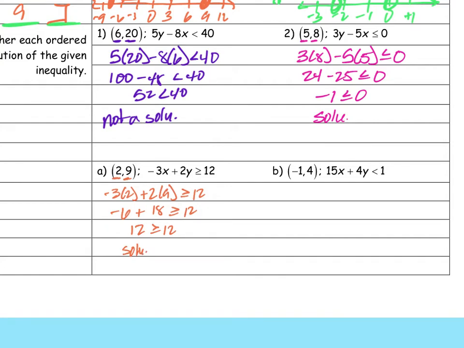Okay, and then on part B, I've got X and Y. So 15 times negative 1 plus 4 times 4, it's got to be less than 1. So negative 15 plus 16 has got to be less than 1. Is 1 less than 1? No. If that was or equal to, it'd be a solution, but it's not or equal to, so this is not a solution. Okay, nice job, everyone who's put in an answer. Good job. Okay, we're going to go to the next page.